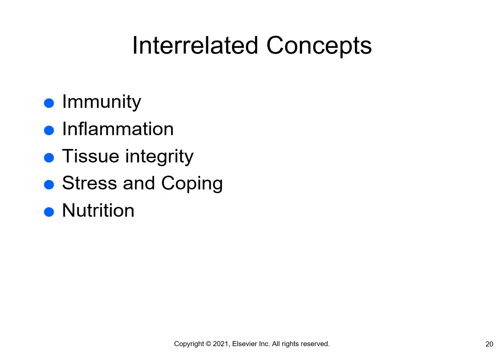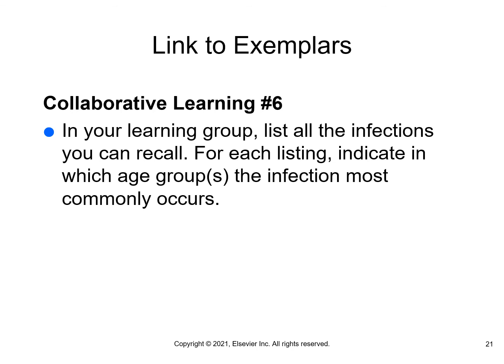Again, interrelated concepts. We highlighted immunity as being a critical factor, and inflammation, because when we have infection, there's going to be inflammation. Tissue integrity, stress and coping, and nutrition are concepts that are going to be intertwined with infection. What are some of the exemplars of infection?